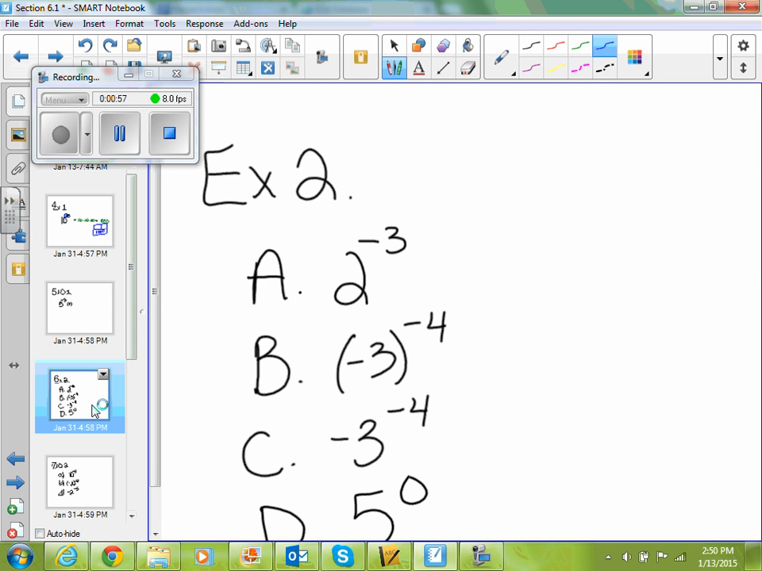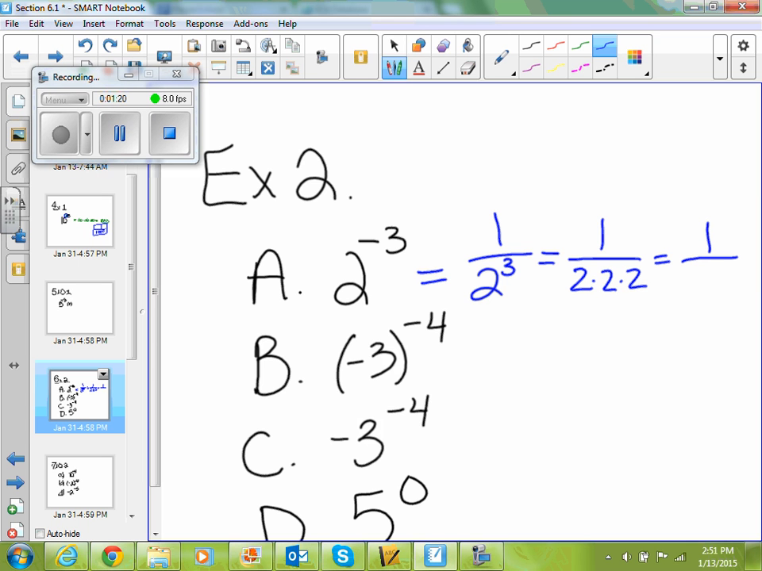Let's do some more. Alright, so 2 to the negative third. This changes to be like 1 over 2 to the third, right? All we do is flip it into a fraction. And what is 2 to the third then? 2 times 2 times 2 is 8. So this changes to 1 over 8.